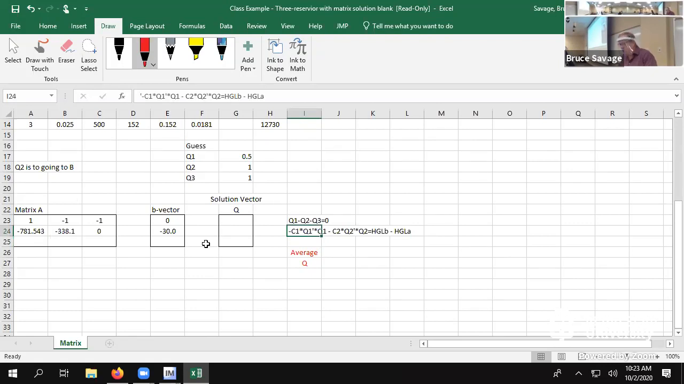Well, the next one is going to be essentially the same thing, except for now I'm going down C sub 3. So it's going to be a negative C sub 3, Q sub 3 prime times the absolute value of Q sub 3 prime, and over here it's HGL C minus HGL A.